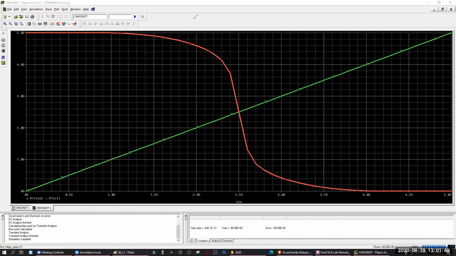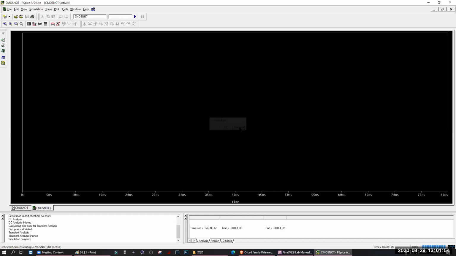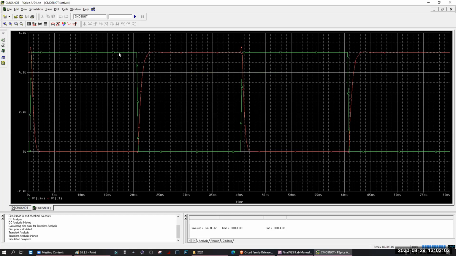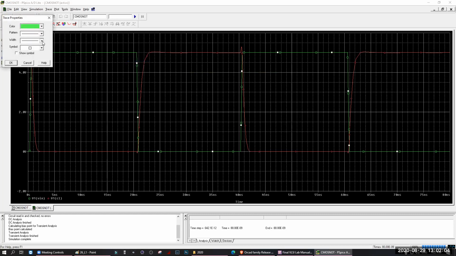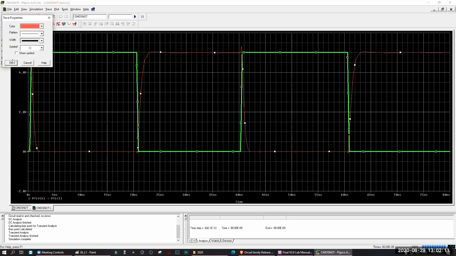Okay. Now we can see the transient analysis. Transient. Again, nothing is here. Let's go to the trace. We're going to see the input. We're going to see the output. The green one is your input. The red one is your output. Change the properties. Make it bigger.